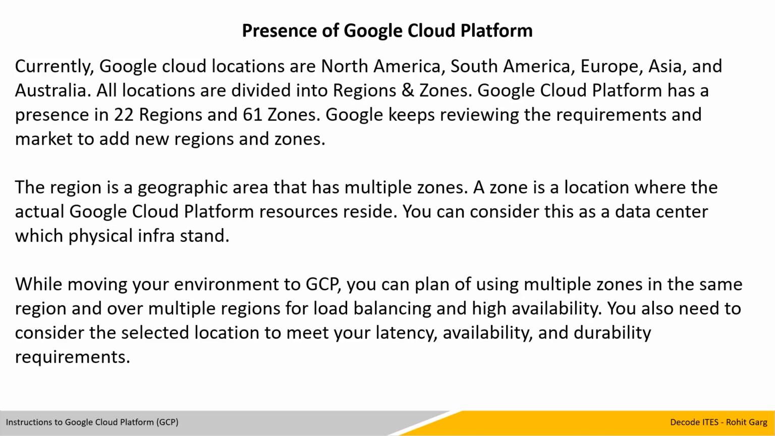A region is a geographic area that has multiple zones. A zone is a location where actual Google Cloud Platform resources sit. You can consider this as a data center where the physical infrastructure stands. While moving your environment to GCP, you can plan on using multiple zones in the same region or over multiple regions for load balancing and high availability. You also need to consider the selection of location to meet your latency, availability, and durability requirements.